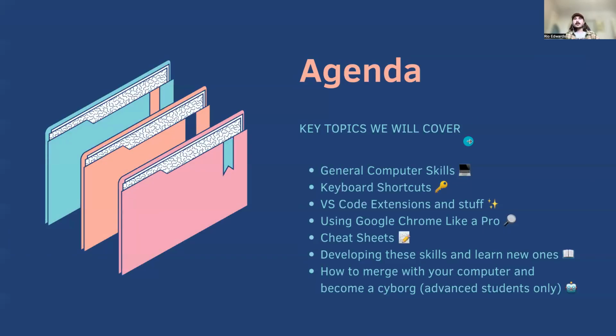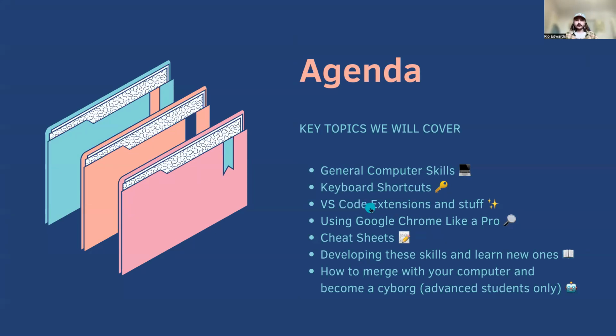So what are we going to cover today? We're going to start with general computer skills. So just anything that's not specific to coding, but just navigating on your computer faster. We're going to talk about keyboard shortcuts, which I love keyboard shortcuts. We're going to talk about VS Code, extensions and stuff. There's some stuff in here that you set up once and it'll make your life so much easier, and it won't take any mental effort after the initial setup.